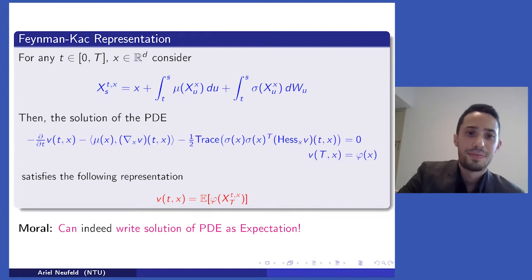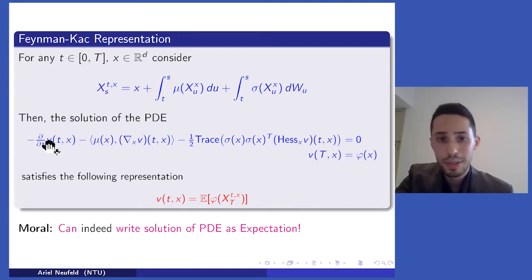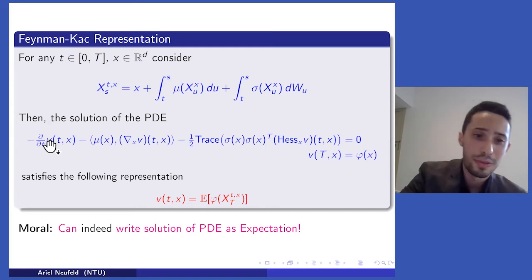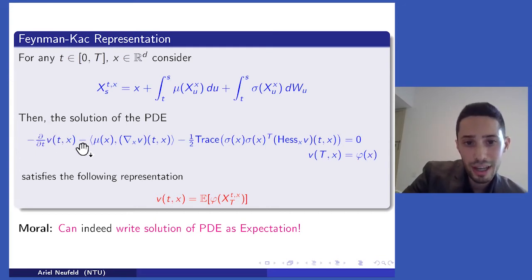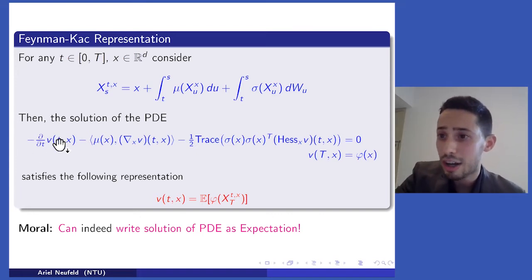And then you consider the corresponding linear parabolic PDE, which is actually the generator of the SDE, which is the following parabolic PDE. You have a derivative in time, which is why you have the parabolic structure.